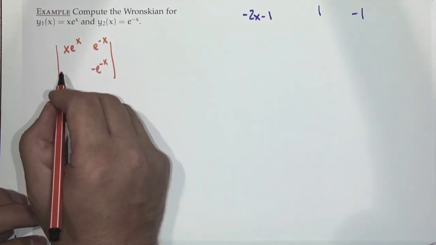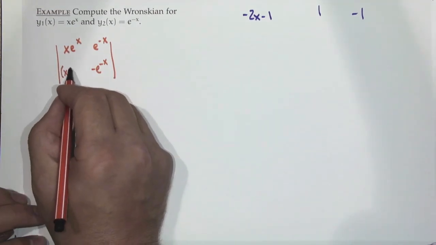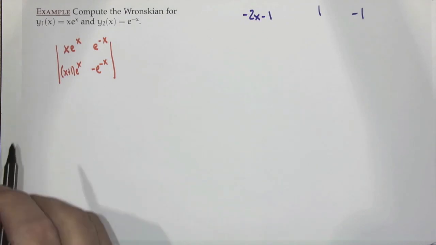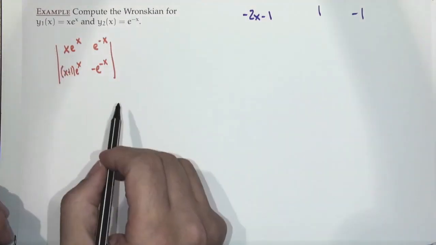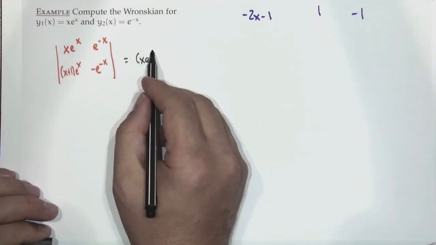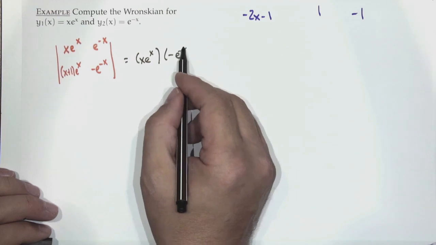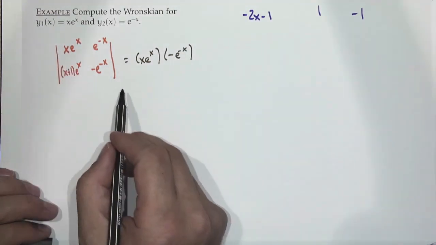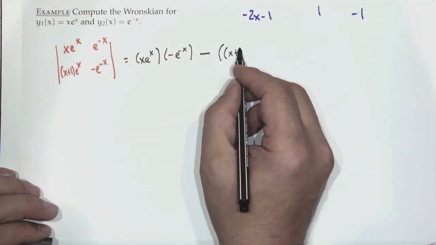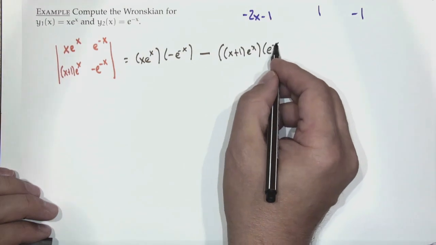Derivative of x e to the x? X plus 1 e to the x. We know that because we did it earlier. Exactly. Haha, we recycled. Good for us. We're environmental. All right. So now there's two things we have to multiply, right? So we go downhill, and that would be x e to the x times negative e to the negative x. That's going down. Subtract, going up. X plus 1 e to the x times e to the negative x.